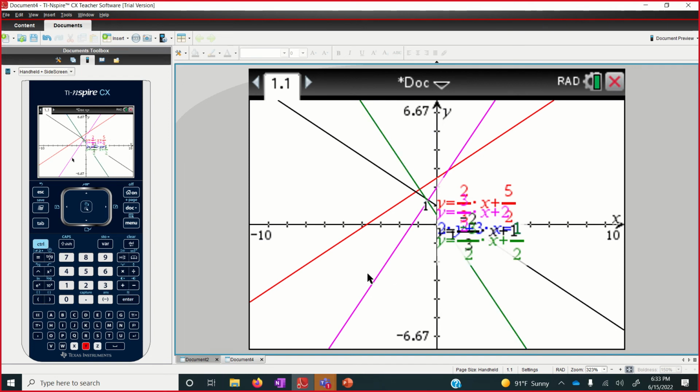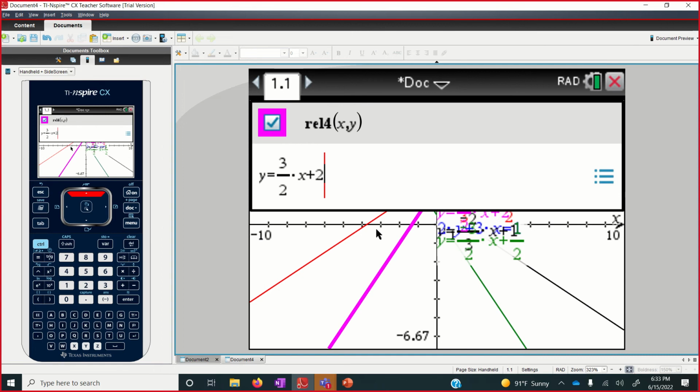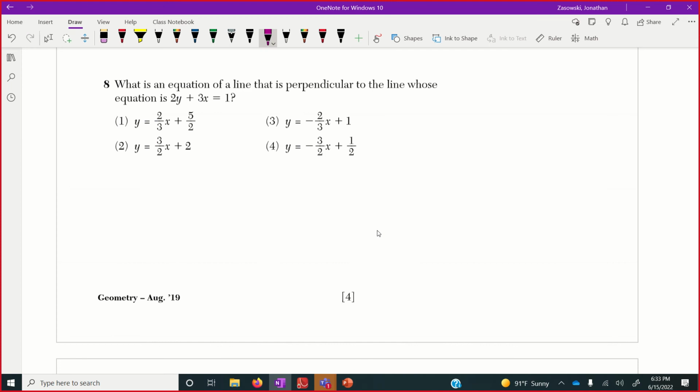Same line. So the best answer based on what we can see would be the red line, which if you press tab, you can go back up and it'll actually highlight it as you go. And we can see it's that one right there, 2/3 x plus 5 over 2.